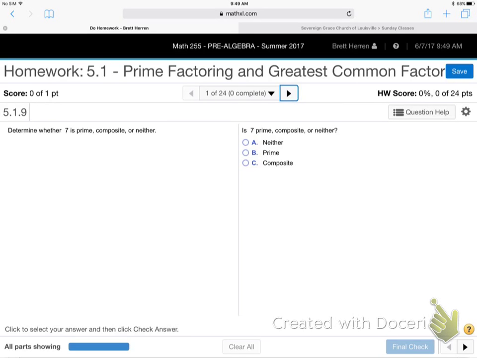Determine whether 7 is prime, composite, or neither. Have you heard of this kind of thing? What's a prime number? What's a composite number? You heard of that before? We're getting into chapter 5 now. A prime number can only be divided by itself, right? Yeah, you got it. That's a prime.